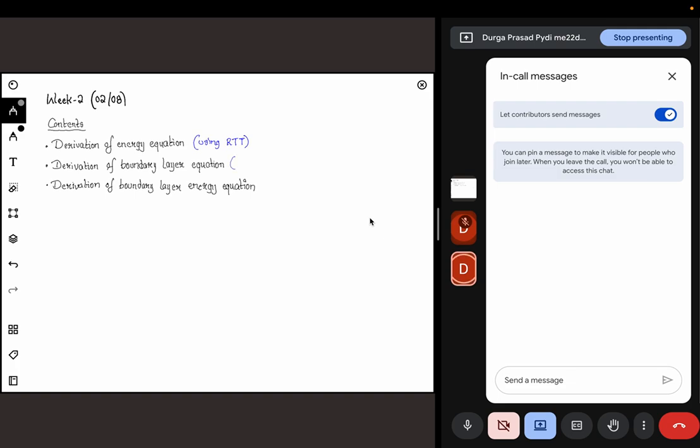When I say boundary layer equation, it just means the hydrodynamics. So by default, if you do not specify, it would be the hydrodynamic boundary layer equation, followed by the boundary layer energy equation. So with that, after this, we'll solve some problems.